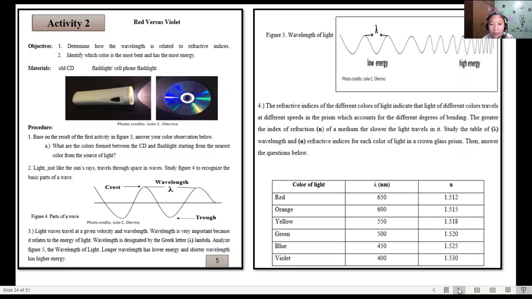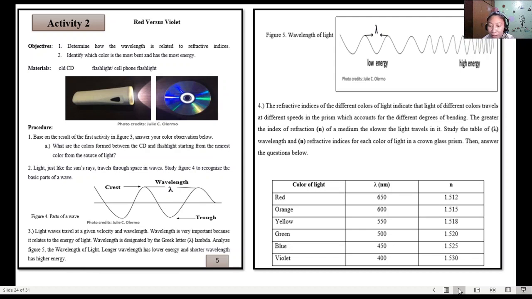So the refractive index or indices of the different colors of light indicate that light of different colors travels at different speeds in the prism, which accounts for the different degrees of bending. So once the colors hit our prism and bend, they have different degrees of bending. There are 7 colors, so 7 different degrees of bending. The greater the index of refraction, the letter N symbol in the third column below, the slower the light travels in it.